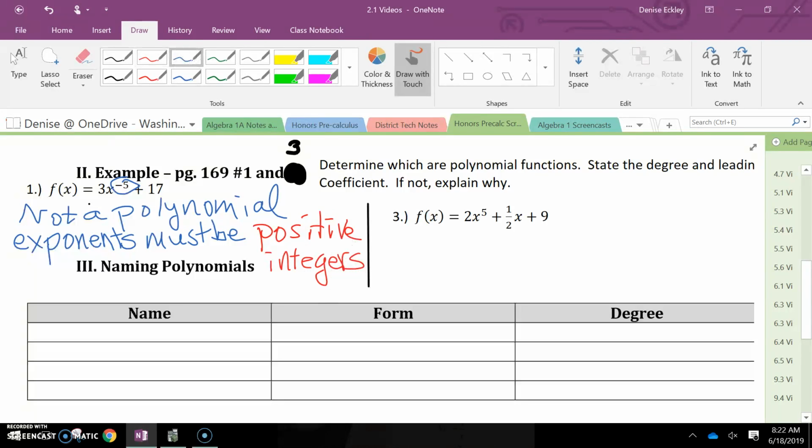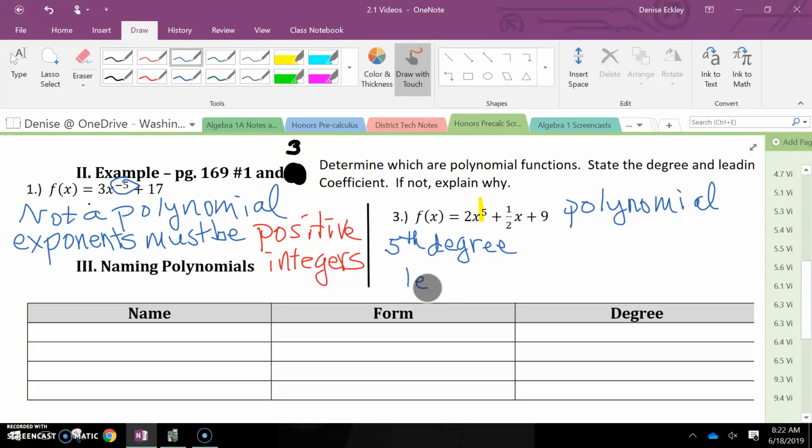Now the next one, number 3, f of x equals 2x to the 5th plus 1/2 x plus 9, is a polynomial. So now we can state the degree and the leading coefficient. The degree is the degree of the highest monomial term. So this is a 5th degree polynomial.